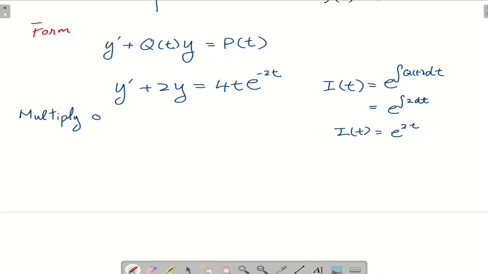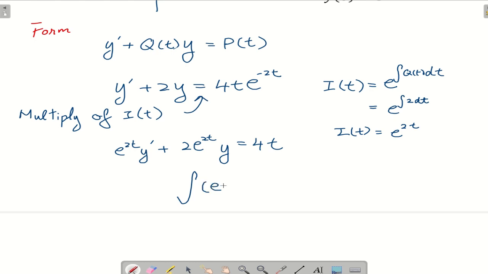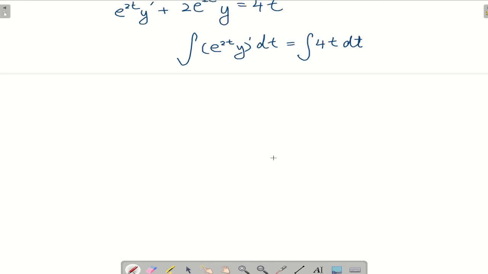So multiplying the factor into the above equation, we get e to the 2t y dash plus 2e to the 2t y equal to, if you multiply this by e to the 2t, you get 4t. Then we integrate the left hand side and the right hand side at the same time. So we integrate the left hand side, we get e to the power 2t y, differentiated and integrated by dt, and the same on the right hand side dt. After you integrate this, the left hand side will be e to the 2t y equal to 4t squared over 2. Don't forget the plus c.